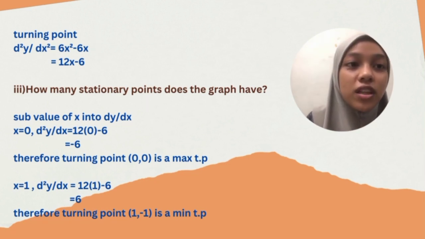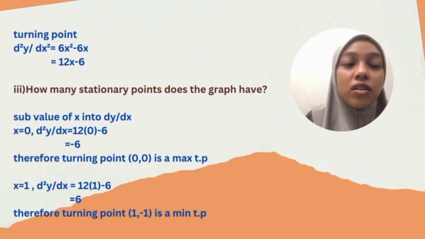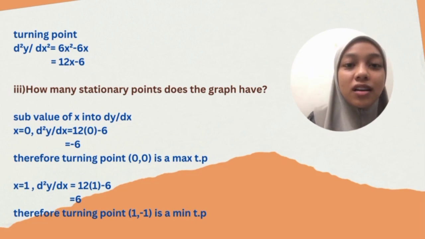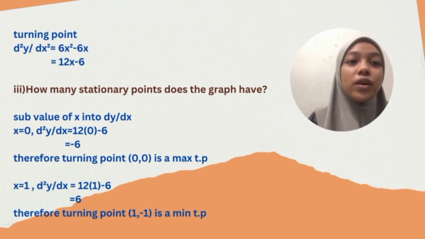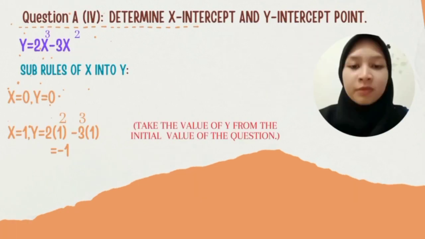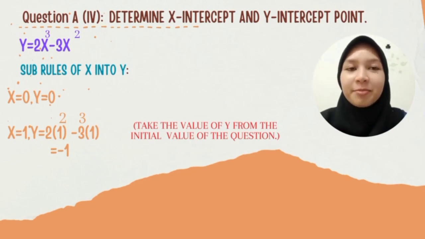So therefore the turning point, the coordinate 0, 0, is a maximum turning point. Number 2, the answer for the second point is 6. So therefore the turning point 1, -1 is a minimum turning point. So that's it. Okay, today I will explain question A, number 4. Determine the x-intercept and y-intercept points.